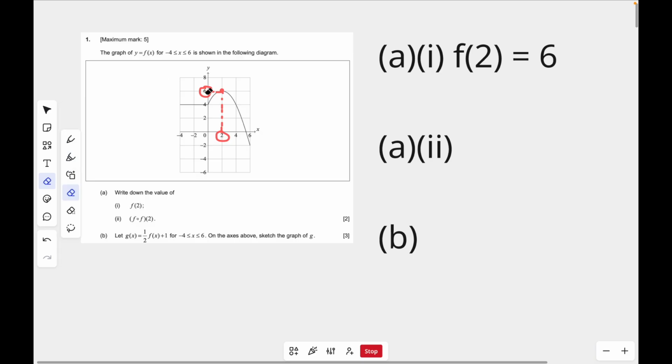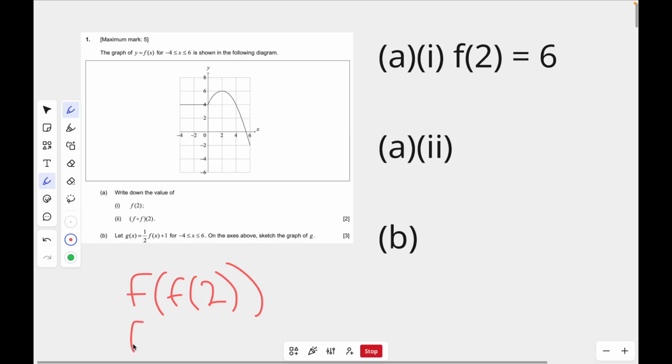Now, for determining f of f of 2, we need to use the information from A, I. Remember, another way to represent the function provided in this question is writing it as f of f of 2. So all we need to do is substitute the value of f of 2 into f of x again, and find out its associated y value. From A, I, we know f of 2 is 6, so when we plug it into this function, we end up with f of 6.